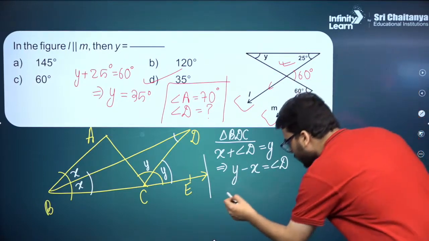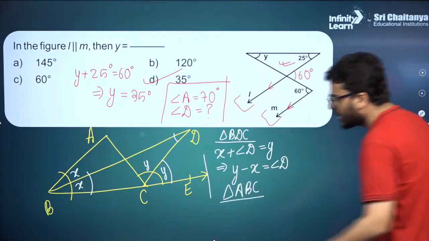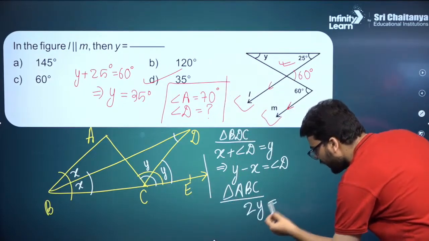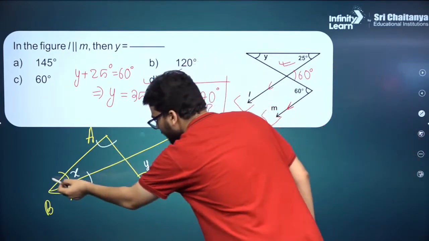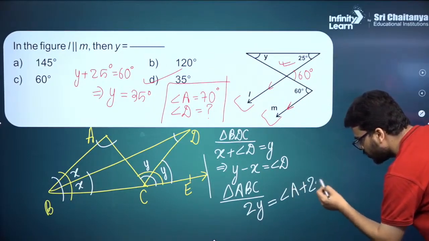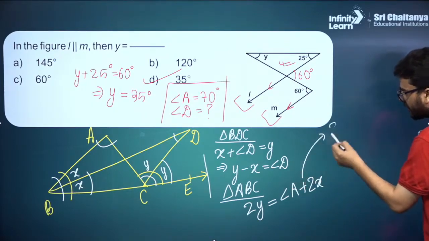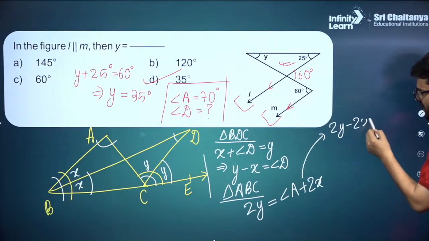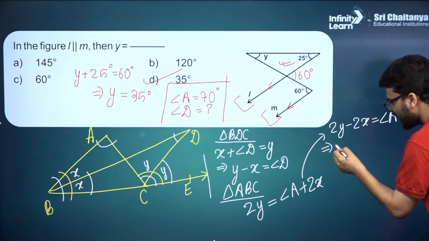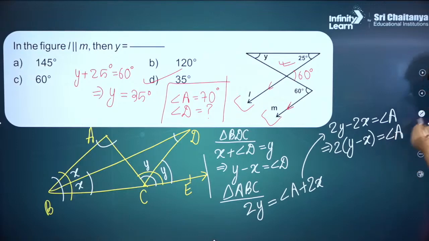In the same manner, if you take the triangle ABC over here, can I not say that this total angle 2Y will be equal to angle A plus 2X? Exterior angle property once again. So if I further simplify, I can write 2Y minus 2X is equal to angle A, correct? Now if I take 2 as common, I will get Y minus X, and that is equal to angle A. I can say it like that.